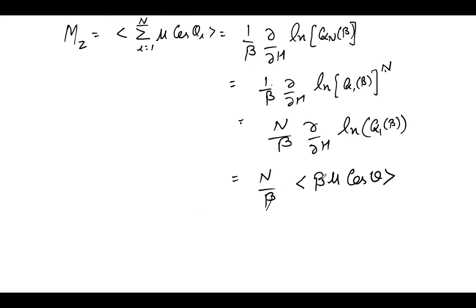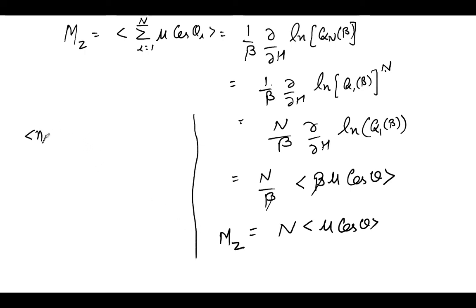So beta and beta get cancelled. What we are left with is n into mu of cos theta. So this is the value of the magnetization. Now this we can relate to the number density function n(r), which we found in our starting lecture. That is equal to the probability function p(r) multiplied by N(r), the number of identical systems.